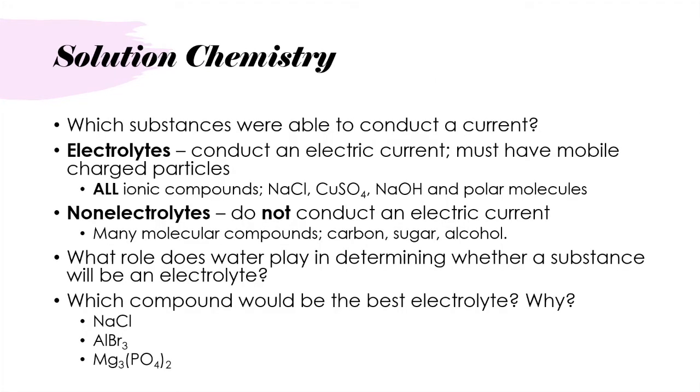Which substance was able to conduct a current based on the simulation? Since we didn't see the simulation here, I will tell you that it was the ionic compound. There's a key word you need right here: electrolytes. Electrolytes are defined as particles that conduct an electric current. They must have mobile charges in order to do so. This means it must have free positive ions and negative ions suspended in liquid in order for the electricity to travel or conduct.